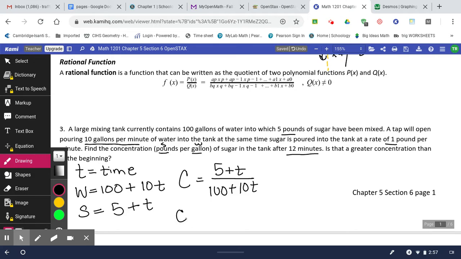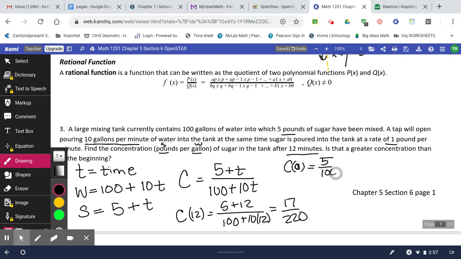So that's our formula. C of 12 is going to equal 5 plus 12 over 100 plus 10 times 12, which is going to give you 17 over 220 if you plug it in your calculator. So is that a greater concentration than at the beginning? Well, at the beginning, that would be C of 0, because your minutes were 0. So that would be 5 over 100, or 1/20th. And if you divide them out, you find out that 17 over 220 is greater than 1/20th, not by a whole lot, but a little bit.